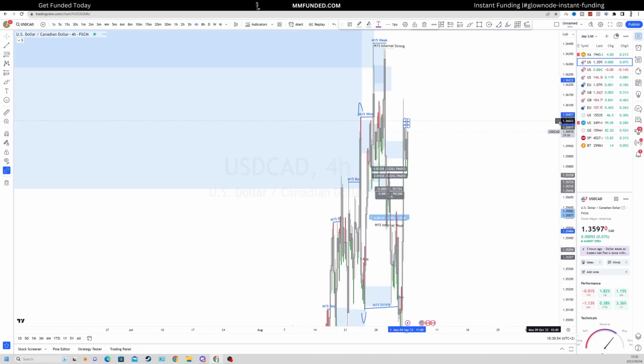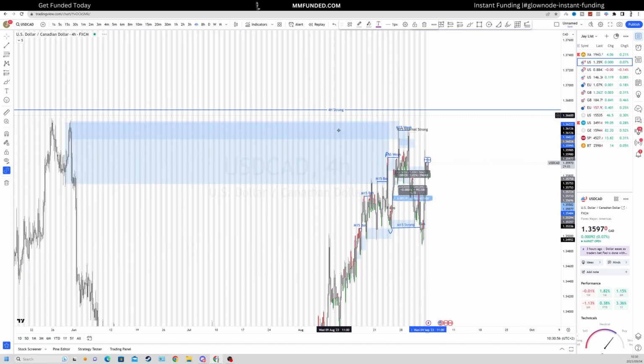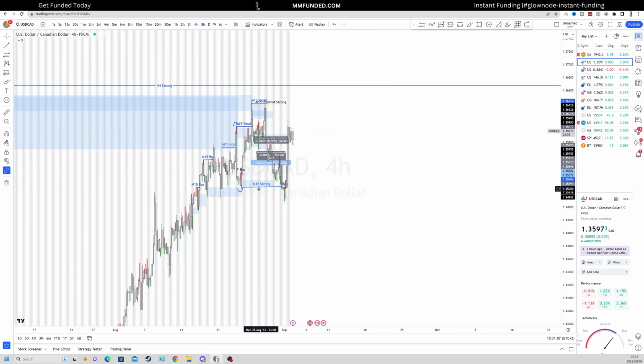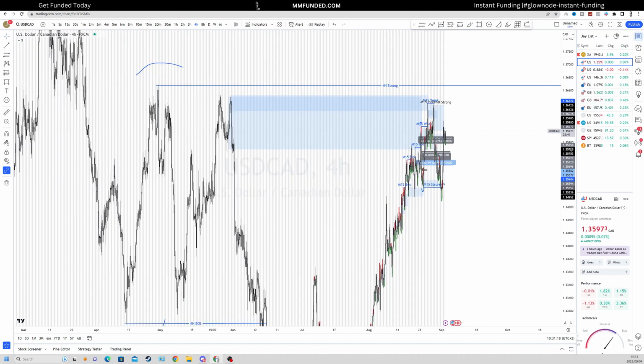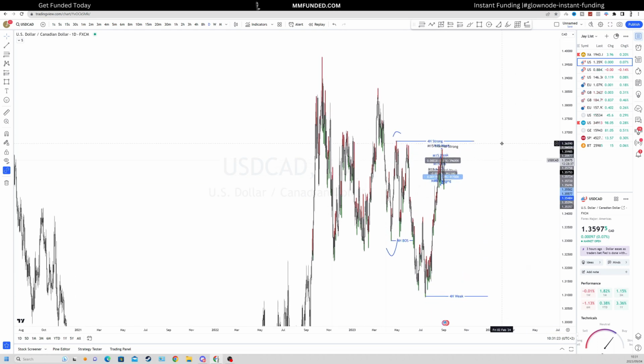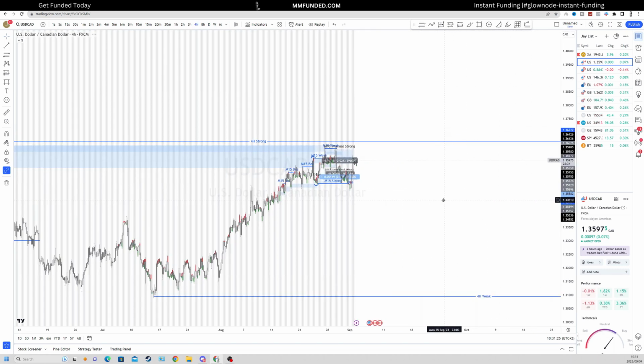So USD CAD 4-hour time frame. We're still reacting off those 4-hour strong high supply zones. Most recently we had that 4-hour break of structure to the downside, that 4-hour pullback into areas of supply. Price then created that internal 4-hour shift to the downside, which is now mitigating off these areas of supply. Just to quickly double check the daily. Yeah, the daily is also bearish.